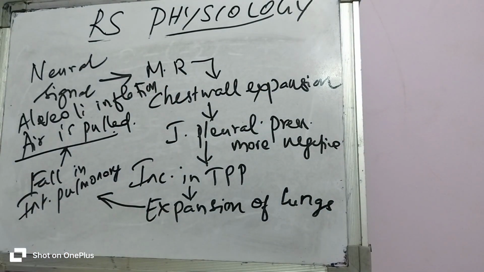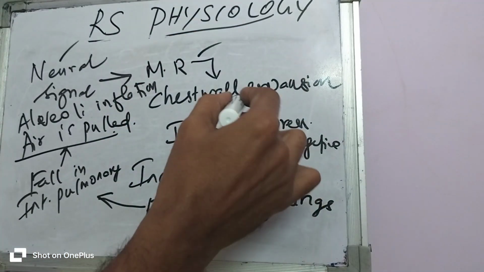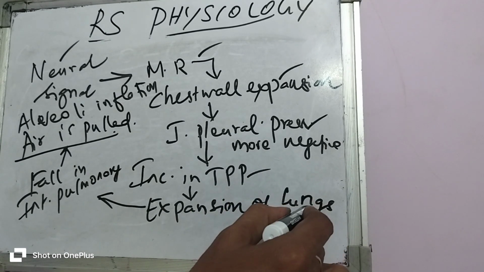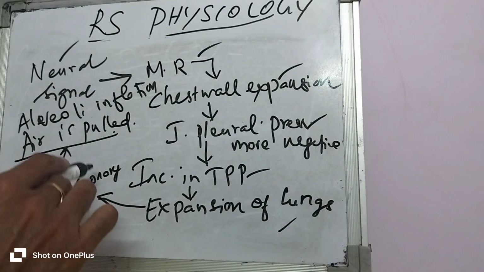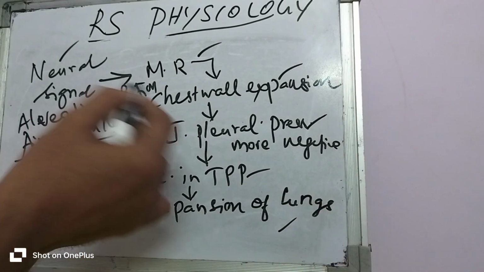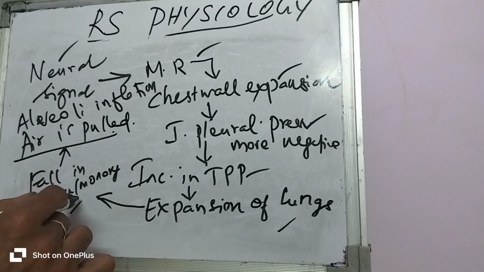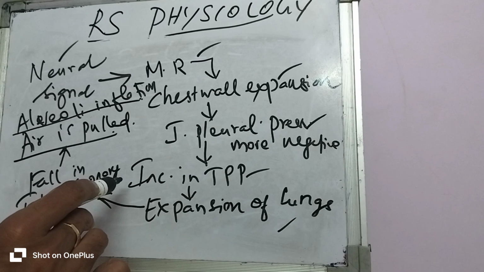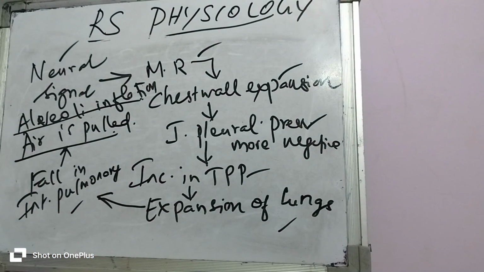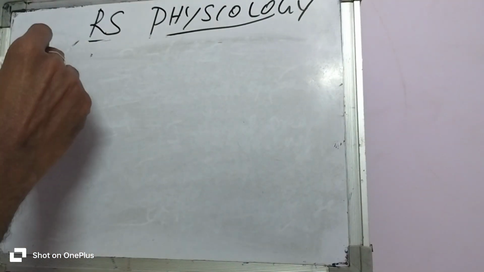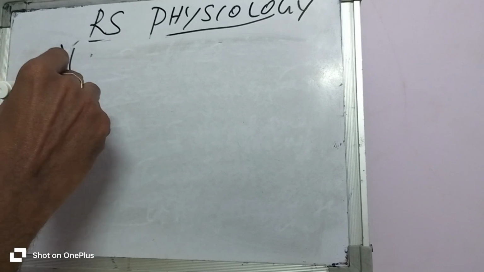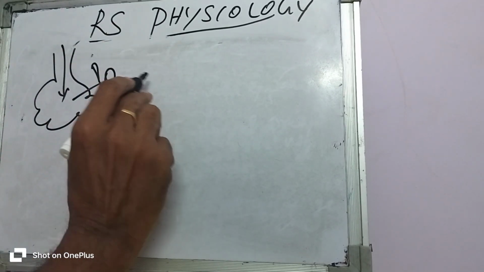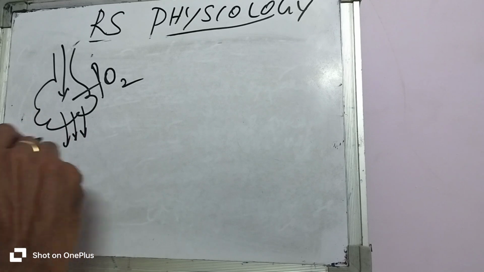So these are the sequence of events: neural signals, muscles of respiration, chest wall expansion, intrapleural pressure becomes more negative, increase in transpulmonary pressure, expansion of the lungs, fall in the intrapulmonary pressure, and air is pulled from the atmosphere into the lungs because of the negative pressure inside the lung, and the alveoli inflation takes place, and this causes the air oxygen to enter the alveoli. So now we continue. Once the PO2 of the alveoli is increased, there is a diffusion of the gas into the pulmonary capillary.